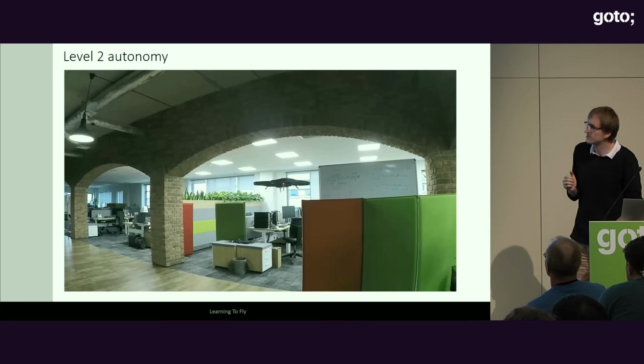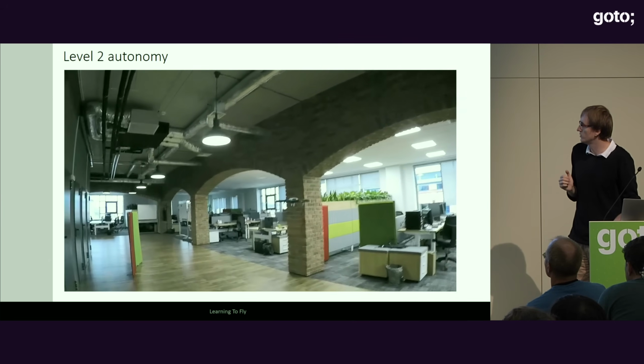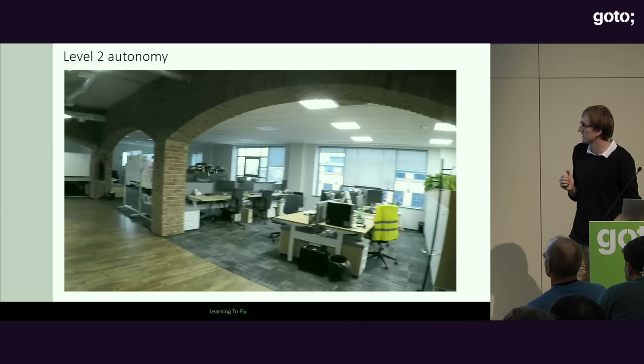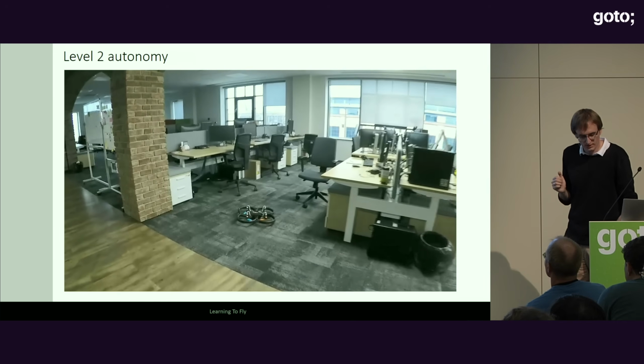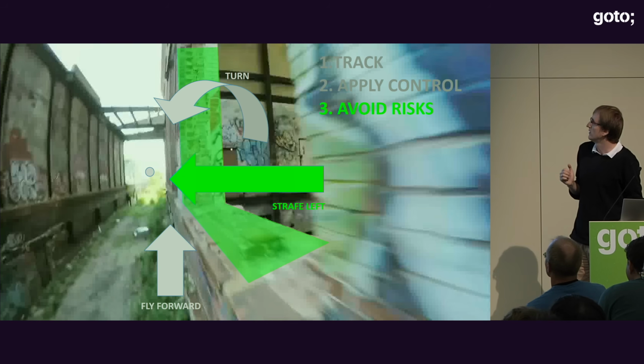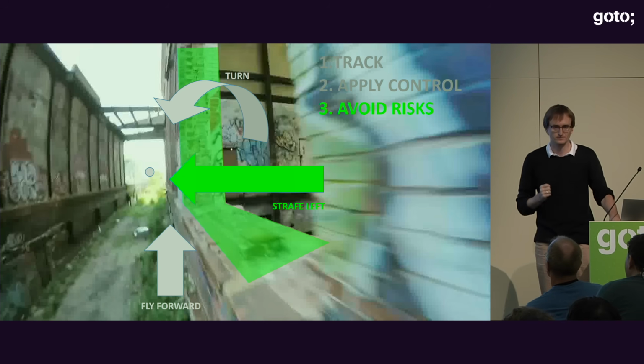But in real life scenarios, in the office, it's not always a good idea to implement that straightforwardly. So we decided to quickly move on to level 3 autonomy, which also avoids obstacles. And this is where the fun begins.